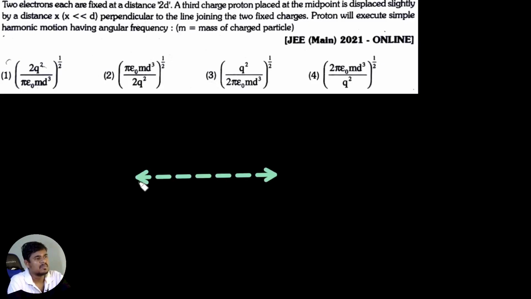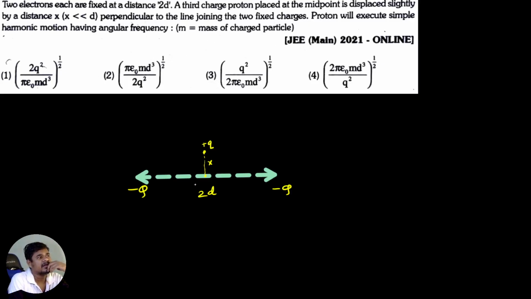Okay, so here we have these two charges here, and the charges are minus q and minus q. This is electrons only. Two electrons each are fixed at a distance 2d apart. The separation between them is 2d. And third charge proton placed at the midway is slightly disturbed by a distance x. So third charge is here, which is slightly disturbed along this line, and it is here. This is plus q, I am writing it.